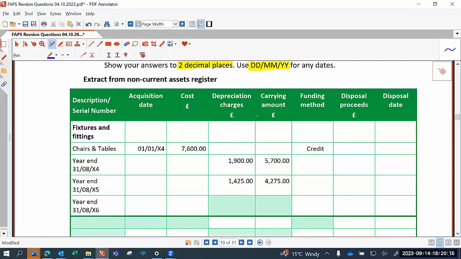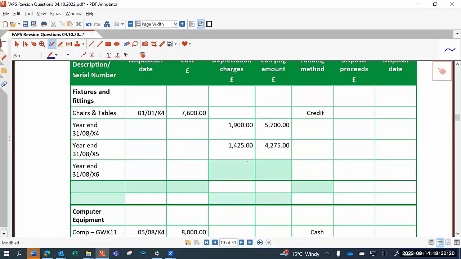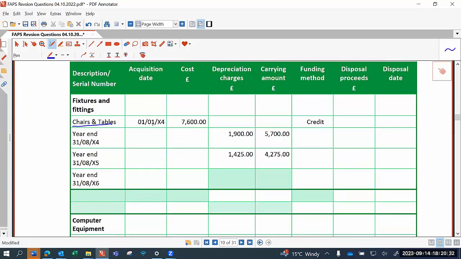So we're basically completing this non-current asset register for the year to August XD6. And I've got a heading, fixtures and fittings, and in that heading, I've got some chairs and tables from the year ended XD4. So it looks like I bought them in January of XD4, and in the end of that year, August, I depreciated them, and then I depreciated them again in XD5. So what's going to happen here in XD6? Well, probably guess, we're going to depreciate them again.